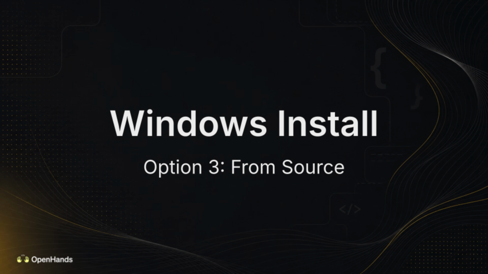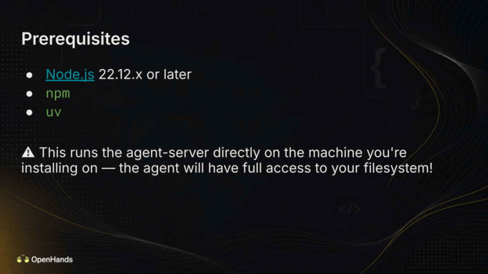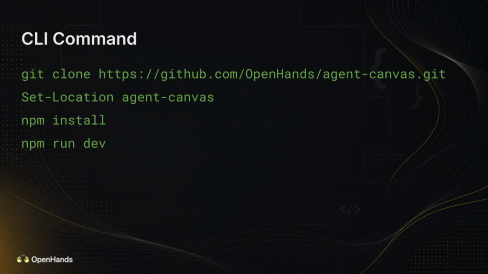Windows install from source code. You'll need Node, npm, and UV installed. Please note that if you run the agent server directly on your machine without a sandbox, the agent will have full access to your file system. These are the commands that you'll execute in your terminal.